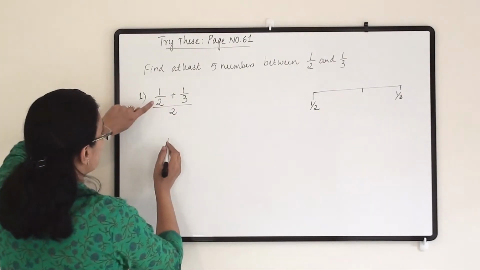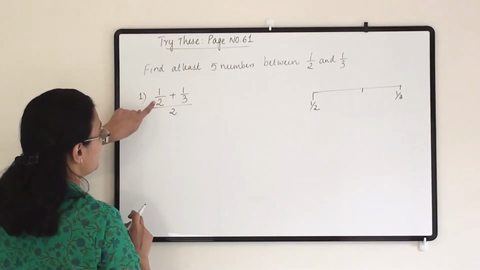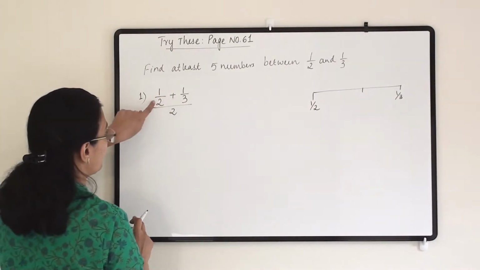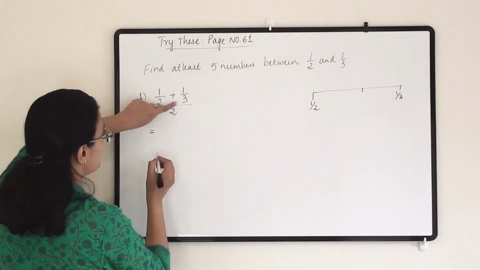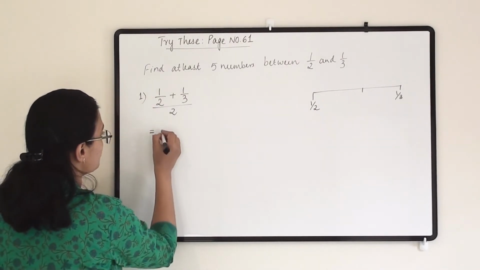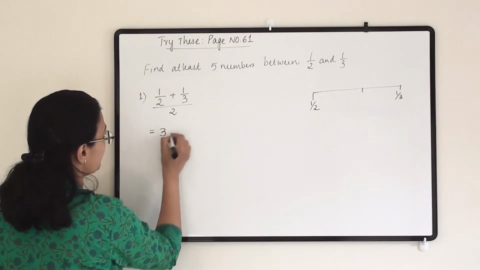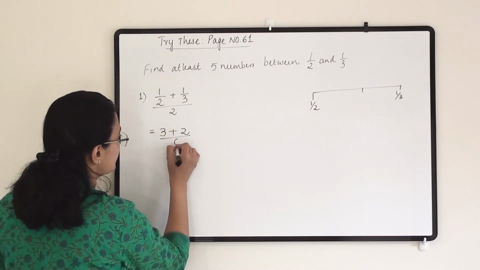To add these two numbers, what do I have to do? I have to make the denominators equal. The LCM of these two numbers will be 6. So here I am making the denominators equal. That will give me 3 plus 2 divided by 6.